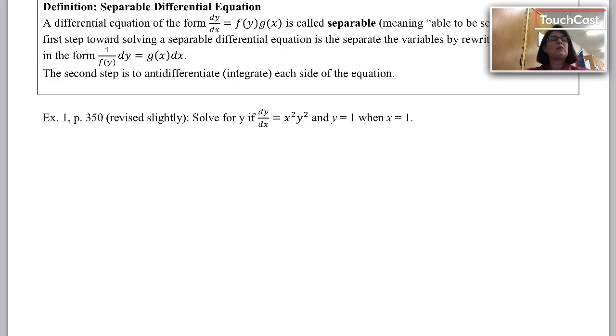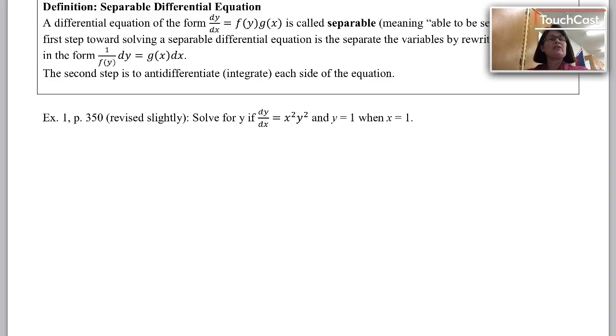So when I say separable, that means being able to separate the x and the y to two different sides of your equation. If you try to solve a differential equation by separating the x and the y, and you find that they are not separable, then you're not working on the right thing. You won't be able to solve a differential equation that is not separable. So let's try our very first one.